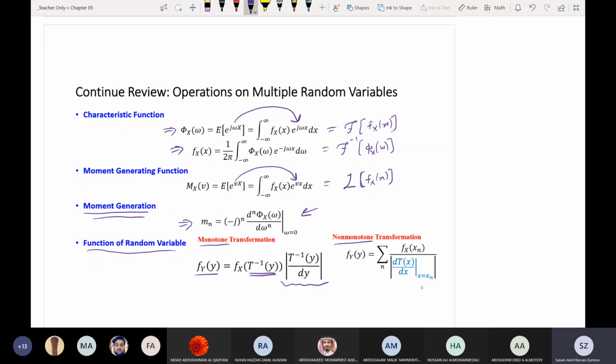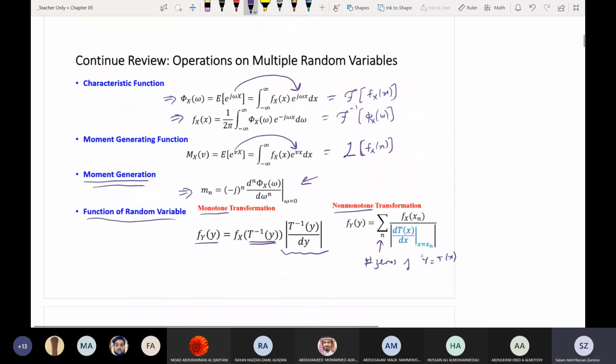And if it is non-monotonic, then basically we do the same, except that we have n zeros, number of zeros of y equal t of x. Okay, so if you have 2 zeros, 3 zeros, you have 2 or 3 terms in the summation, and so on.